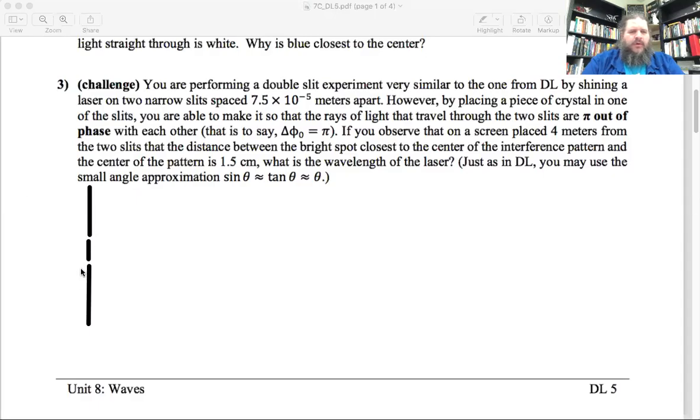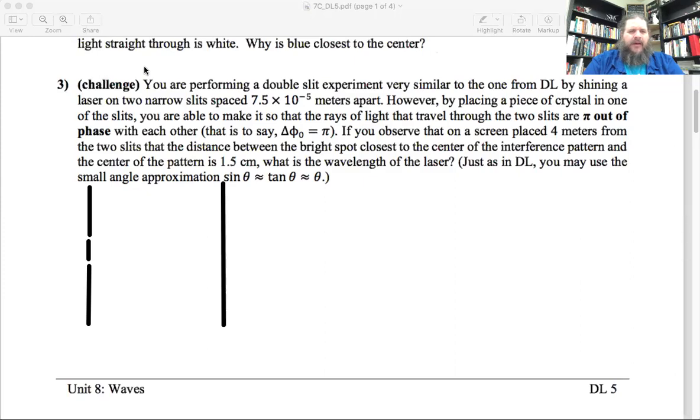Okay, so let's say we have the wall with the two narrow slits in it, and then somewhere else further out, we have another wall that we're casting the light onto to create this pattern. And if there were no other modifications, what would you expect to happen in the center of the pattern here?